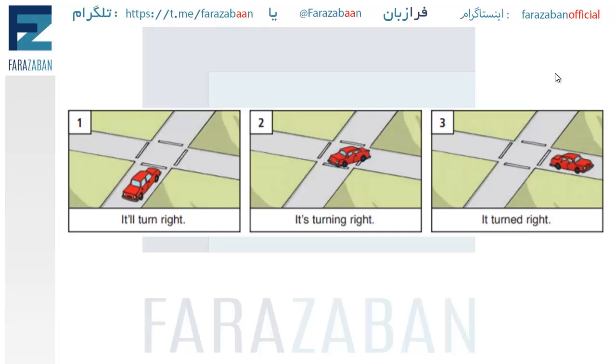Will, sentences with will. It will, or short form, it'll turn right. In number two, it is in the middle of turning. So, it's turning or it is turning right.